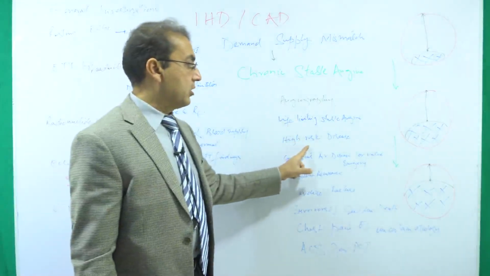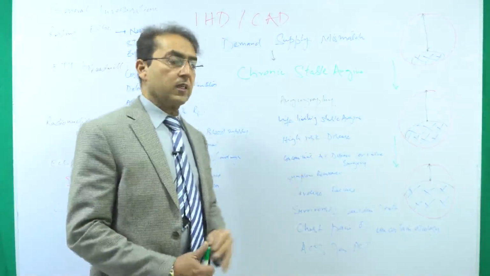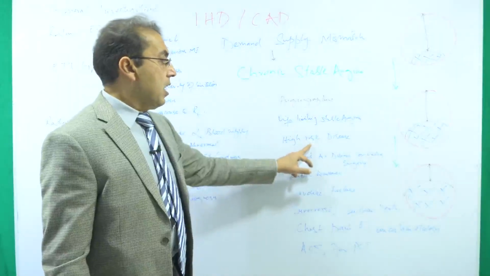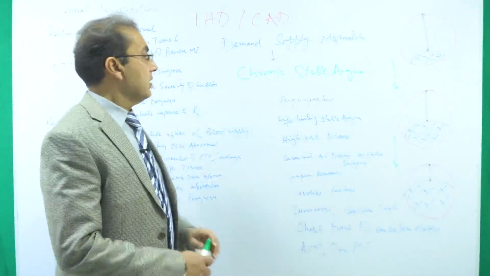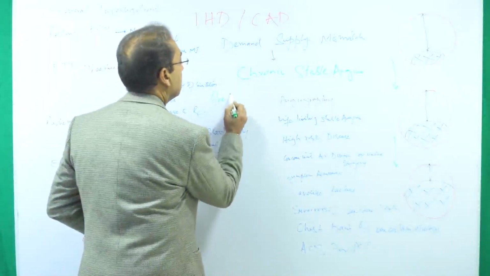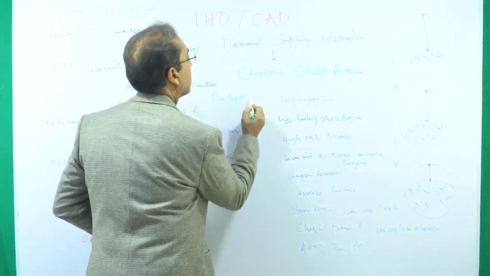Patients who've got high-risk disease, for example, our assessment is that patient may be having a high risk. How we define this high risk is we do a pre-test probability calculation. Pre-test probability.